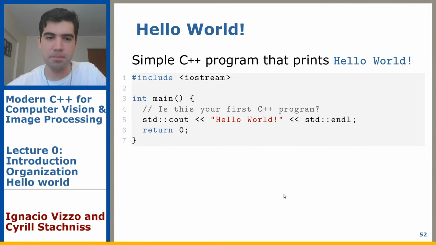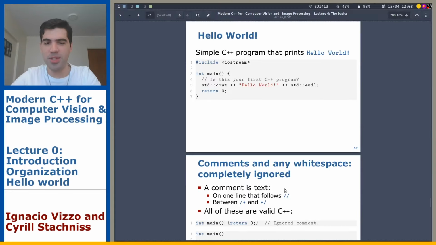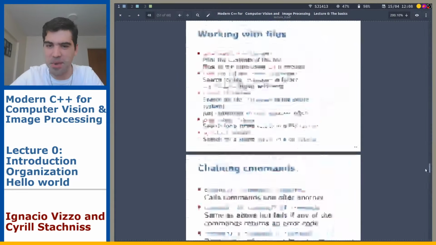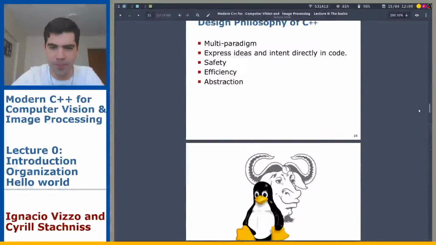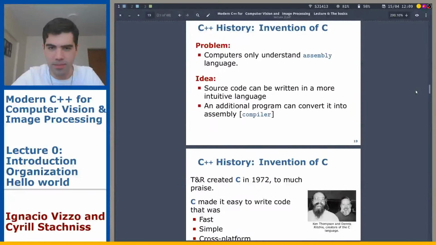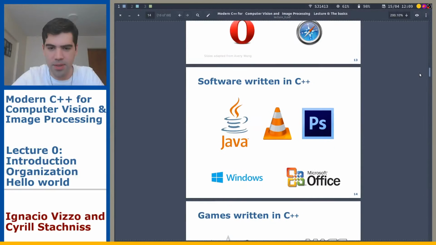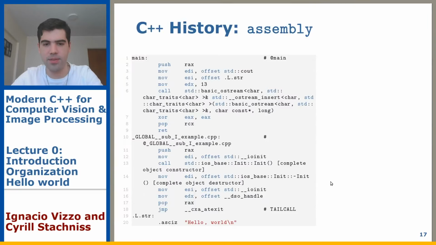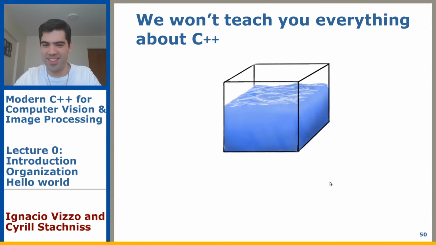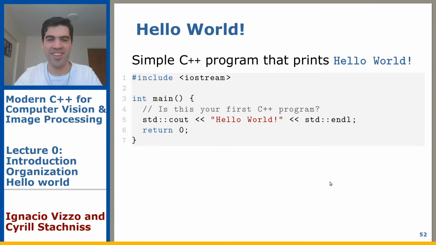So this is the simplest program that will print Hello World. This is super easy. Let's go back into the history and let's see the assembly code for this example. Here. This is the same program and this is the assembly code. This is the Hello World for C++.